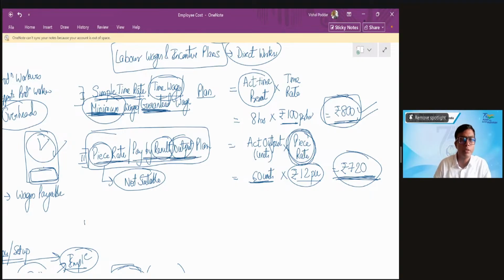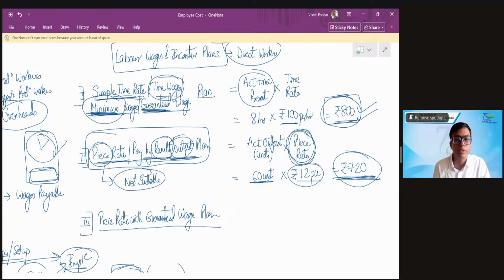Then there is a third plan, which is called piece rate with guaranteed wage. So what is the name of the third plan? Piece rate with guaranteed wages. Now the answer for this is simply the higher of 1 and 2.